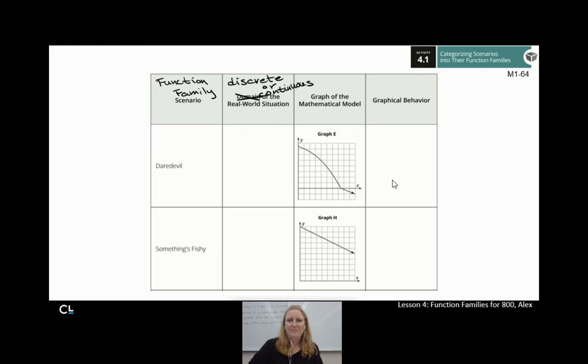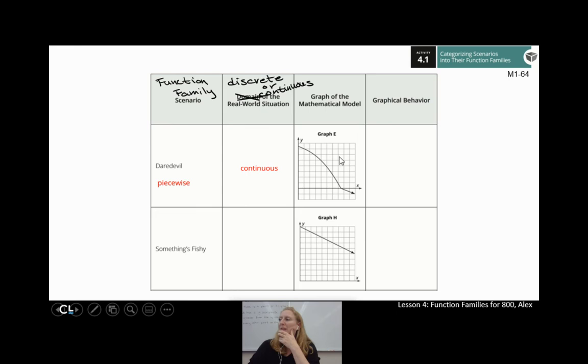Let's start with the daredevil situation. I'm looking at this and it looks like I've got a curve until he hits the water and then it's a straight line. I have pieces of functions. It's a piecewise function. It's not a linear piecewise function, but it is a piecewise function. I have a piece and then a piece. So it's a piecewise function. It is continuous, right? It's not dotted. It's not like dot, dot, dot, dot. It's a continuous function. For the graphical behavior, it's decreasing, always decreasing, which is fair.